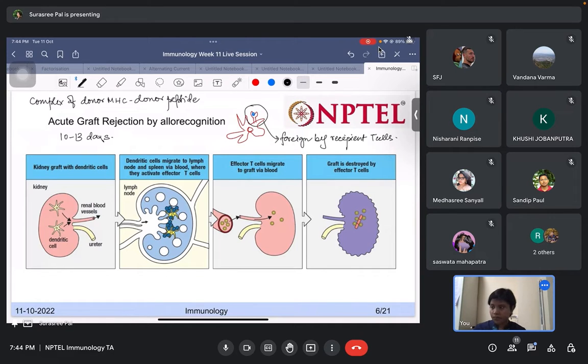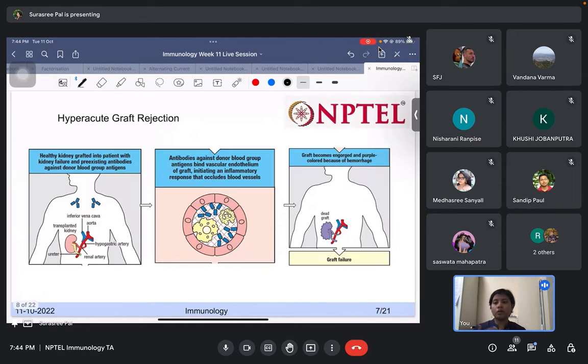Okay. So this is acute graft rejection. Now moving on to hyperacute graft rejection. Obviously from the name you understand that the graft failure occurs much faster than acute graft rejection. Why is it taking much less time? Because it is caused by antibodies as well. Pre-existing alloantibodies against any blood group antigens or polymorphic MHC antigens can cause this rapid rejection of transplanted organs.